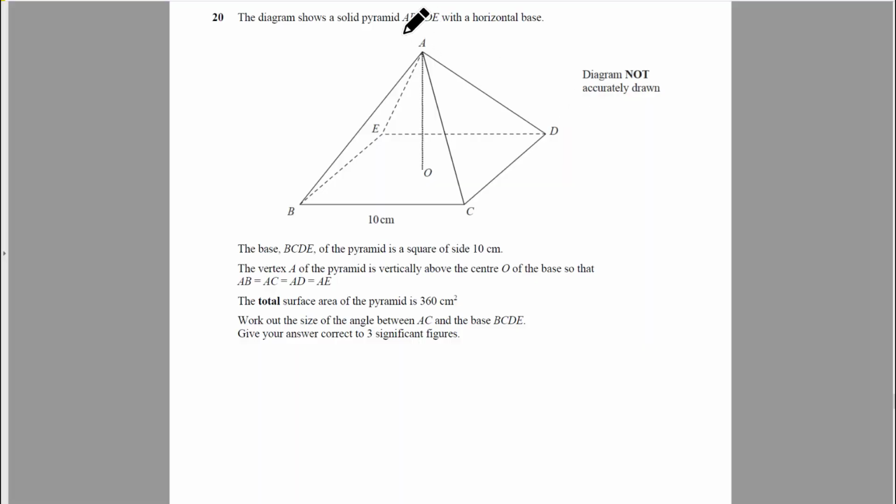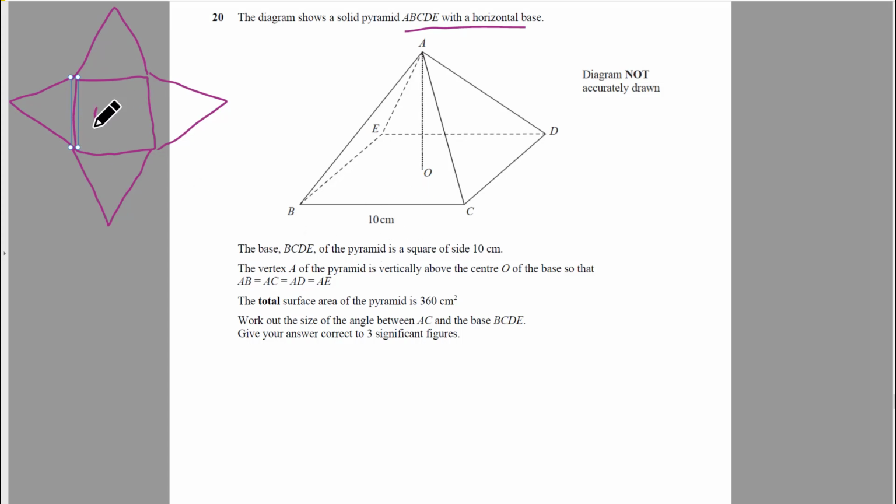Right, so this is a pyramid. And I want to draw the net of this so that you understand how to find the surface area. So that's a square base. We're going to get 4 equal isosceles triangles here. That's going to start us off.